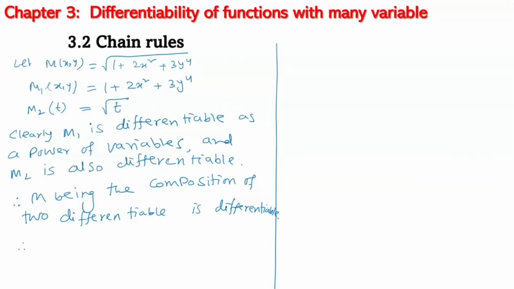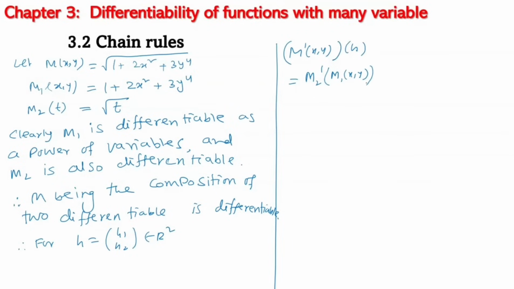So therefore, for h equal to (h1, h2) belonging to R2, we have m'(x,y)h equal to m1'(x,y)h over 2 square root of m1(x,y).